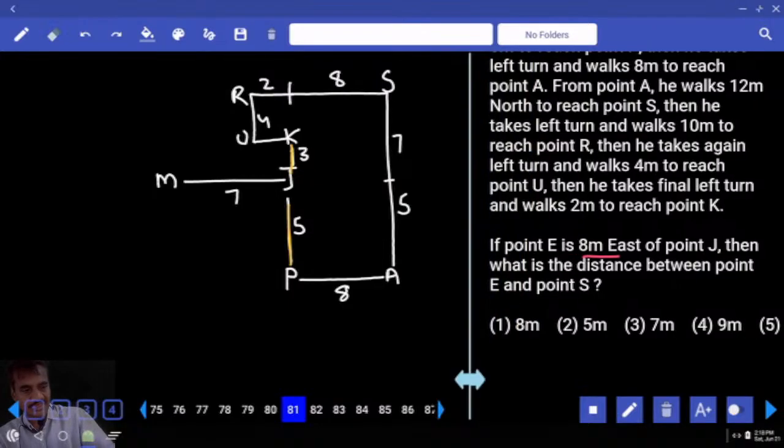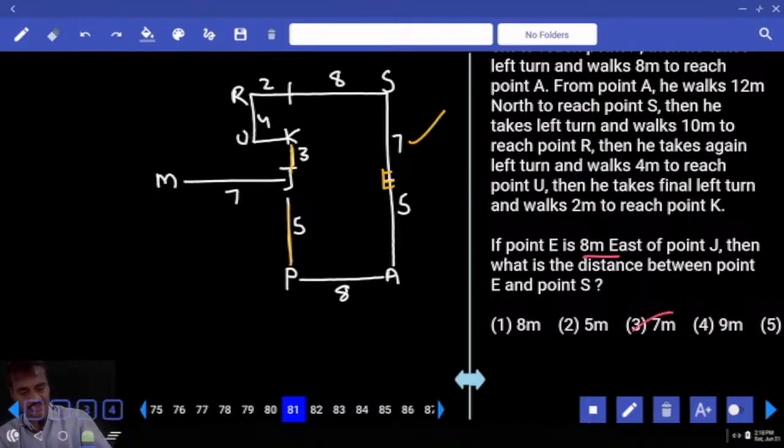And 81, if E is 8 meters to the east of J, E is here. Then the distance between E and S. What is the distance between E and S? 7. That is choice 3, 81.